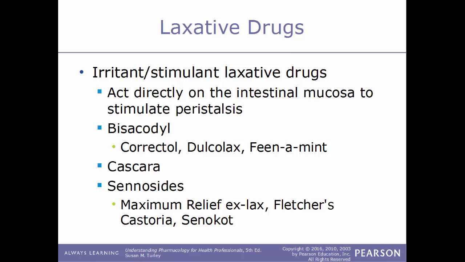Another kind of laxative drugs are the irritant stimulant laxatives, and these act directly on the intestinal mucosa to help stimulate peristalsis. Some examples here would be bisacodyl, which is sold under the trade names Correctol, Dulcolax, or Feen-a-mint. Another example would be sennosides, which is sold under the trade names Maximum Relief Ex-Lax, Fletcher's Castoria, Senokot.